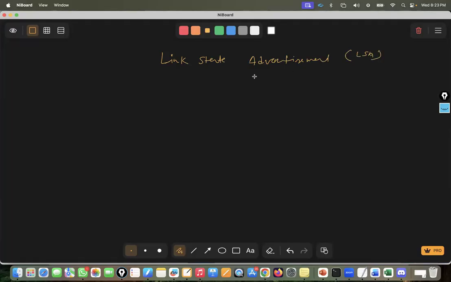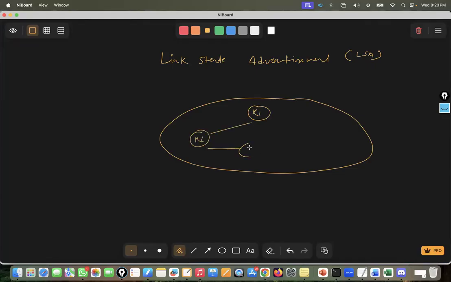Whenever you make any neighborship with OSPF, they generate the LSA, and every router in the OSPF domain generates it. Let's suppose this is one of my OSPF domains and it has multiple routers. These multiple routers are going to generate the LSA. And how are they going to generate the LSA? From every broadcast domain. If this is one broadcast domain, there are multiple types of LSA: LSA1, LSA2, LSA3, LSA4. Different LSAs have different roles.